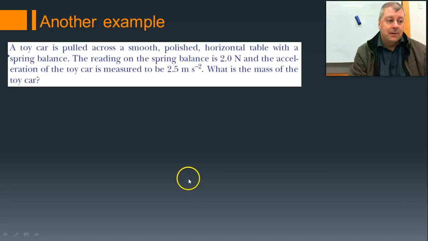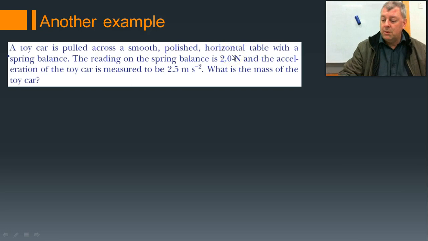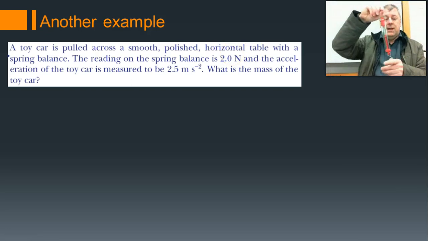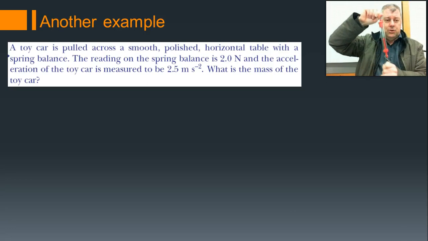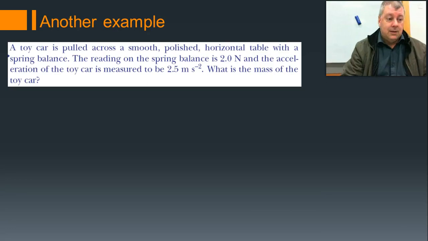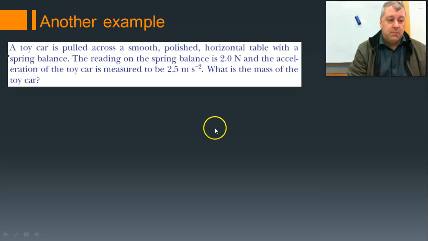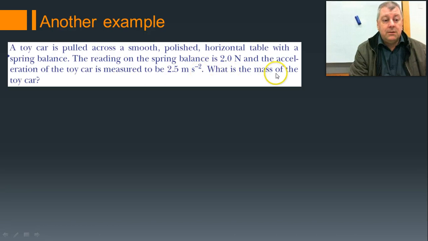Okay. A toy car is pulled across a smooth, polished, horizontal surface, so we're slimming down the friction component, with a spring balance. What's a spring balance? This is a spring balance. Okay, it's got a spring in it, and it measures force. The reading on the spring balance is 2 newtons, and the acceleration of the toy car is measured, maybe by a motion detector, as 2.5 meters per second. What is the mass of the toy car?